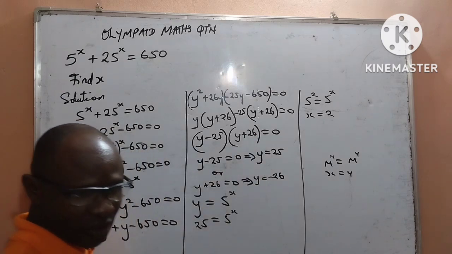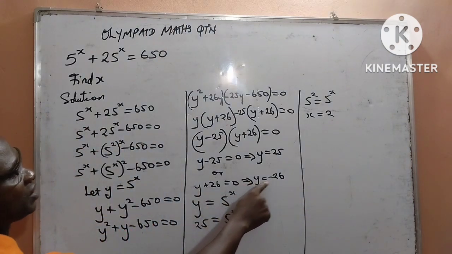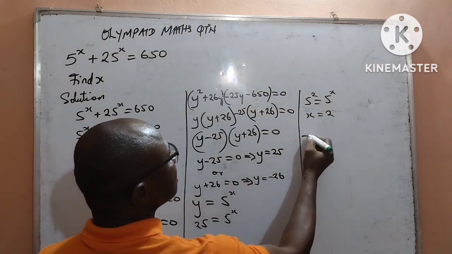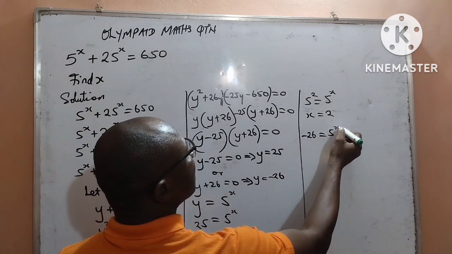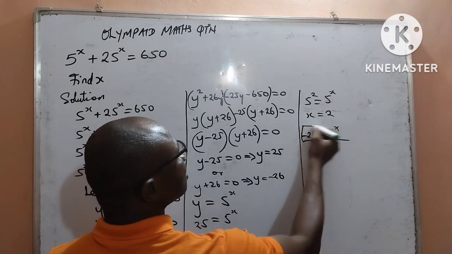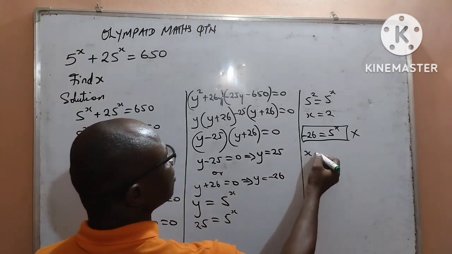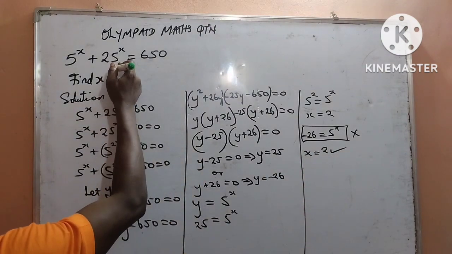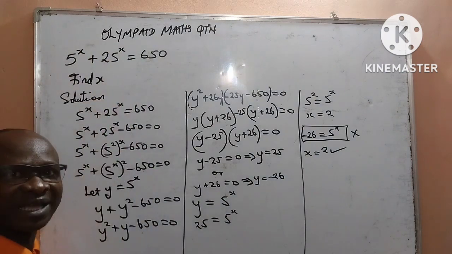Now let's try for when y is equal to negative 26. If we substitute, that means that minus 26 is equal to 5 to the power of x. And looking at this, you can agree with me that it's not going to work. We can now conclude that the value of x is equal to 2. Final answer: the value of x here is equal to 2.